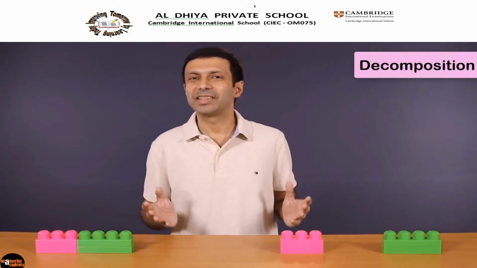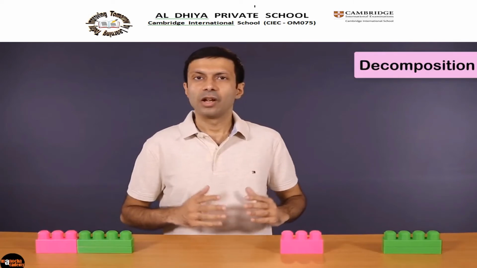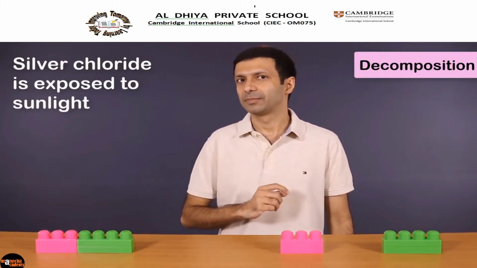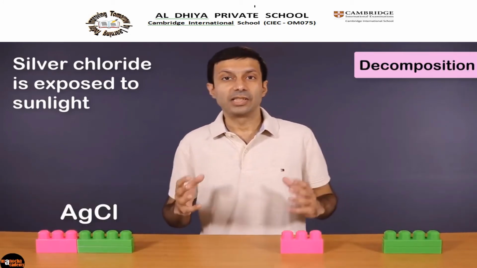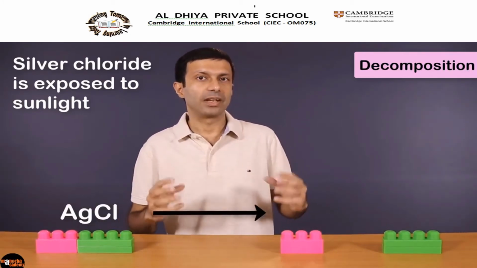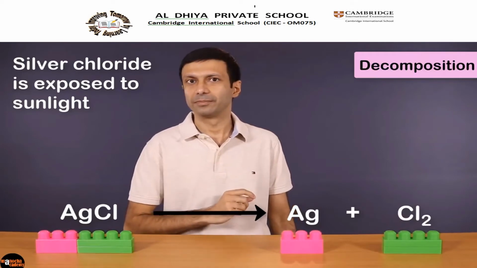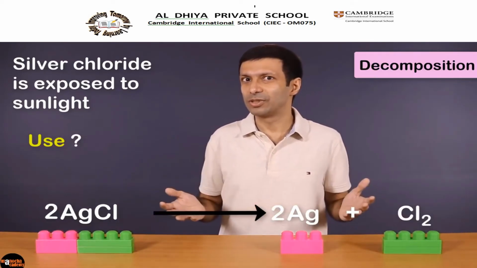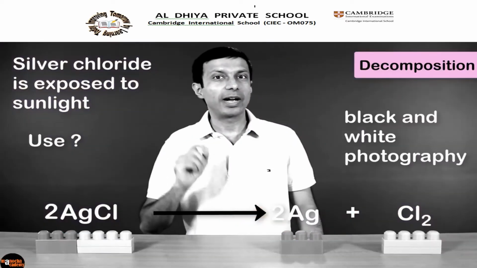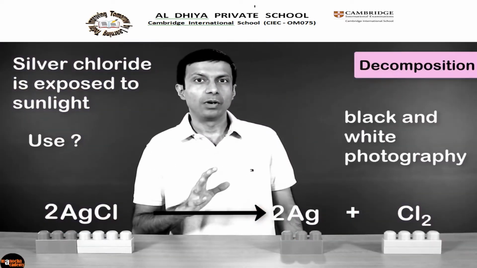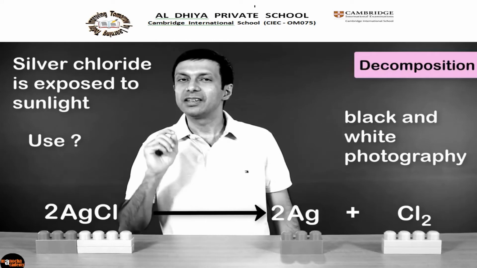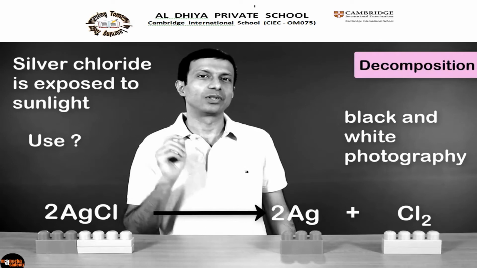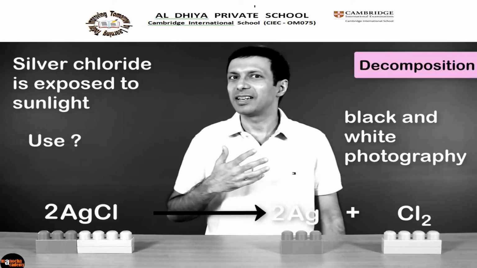Now let's try predicting the next reaction. Do you know what happens when silver chloride is exposed to sunlight? That's right, silver chloride decomposes into silver and chlorine. Do you know where this reaction is used, or rather was used? In black and white photography, where the film or the photographic plate contained silver chloride and it decomposed when it was exposed to sunlight to give us the black and white image.